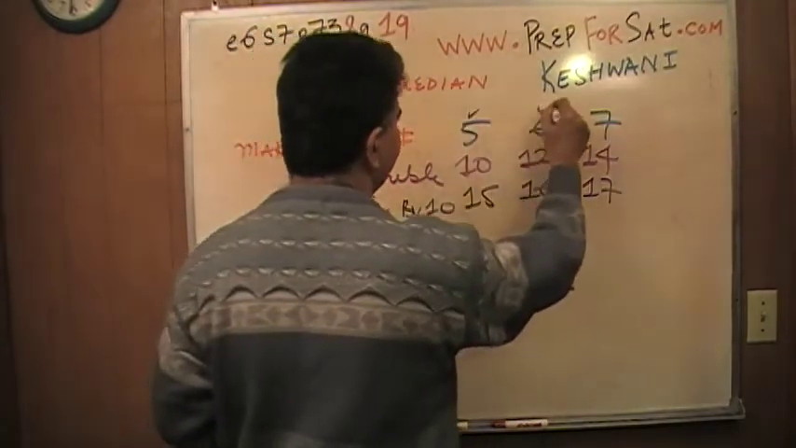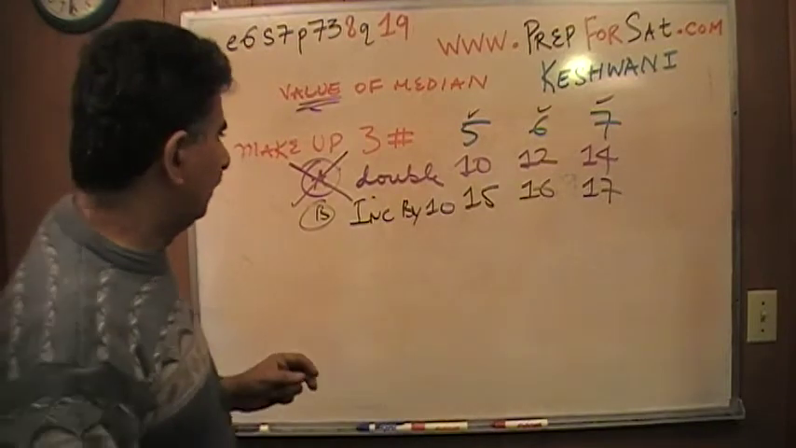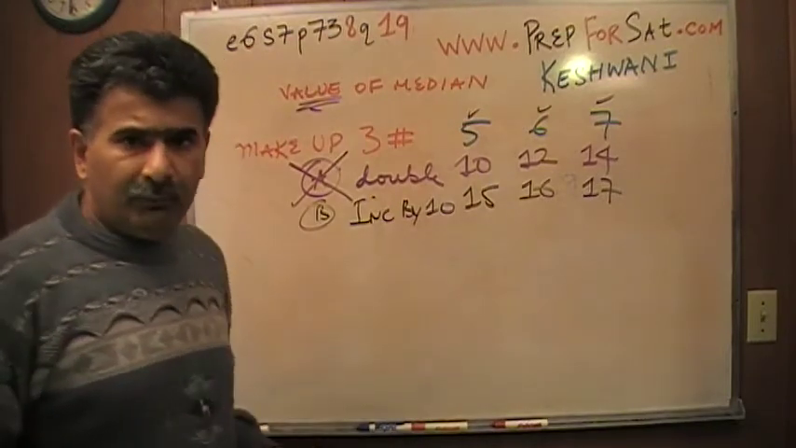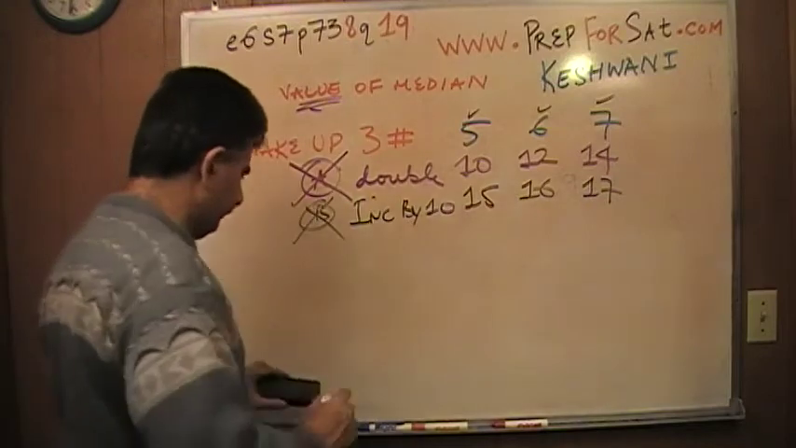Now where did these numbers come from? 5, 6, 7. I just made them up. That's all. Does that affect the value of the median? Of course it does. Before it was 6, now it's 16. It's no good. Let's look at C.